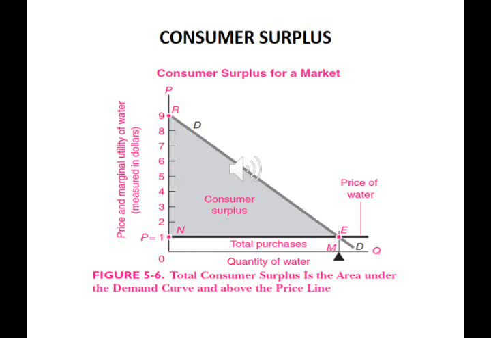So why does it arise in the first place? Why do we have this concept of consumer surplus? It arises for the following reasons. We pay the same price for each unit we consume of the good. So we will be paying £1 for the first bottle of water that we purchase. We will be paying the same £1 for the second bottle. We will be paying the same price, which is 1, for any number of water bottles that we purchase.